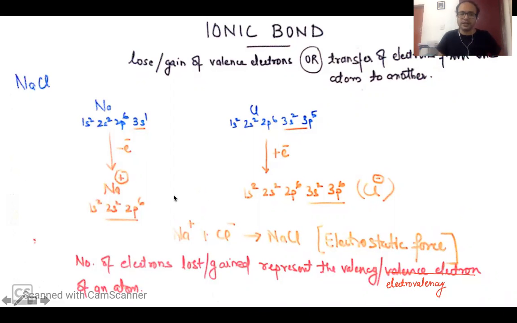The number of electrons that is lost by the sodium represents its valency. So here the valency would be 1. And the number of electrons gained by this chloride ion represents the corresponding valency of the chlorine atom, and that is nothing but 1 again. So the number of electrons lost or gained represents the valency or the electrovalency of that particular atom. Please keep this in mind.